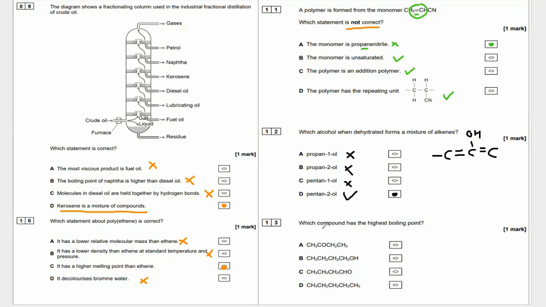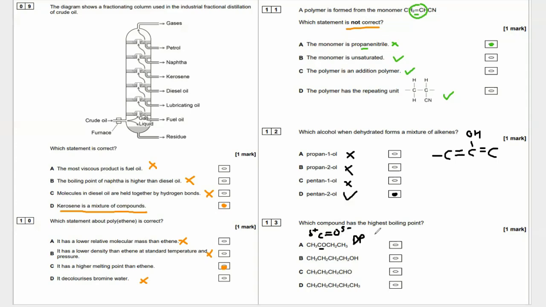Let's check out 13. Which compound has the highest boiling point? So what I want to do is zing down through them and write down what they've got. So we've got a carbonyl group here, the old C double O, and that is going to have delta negative, delta positive. That's going to be a polar bond there, and we're going to get permanent dipole forces there. So I'm going to have dipole forces.